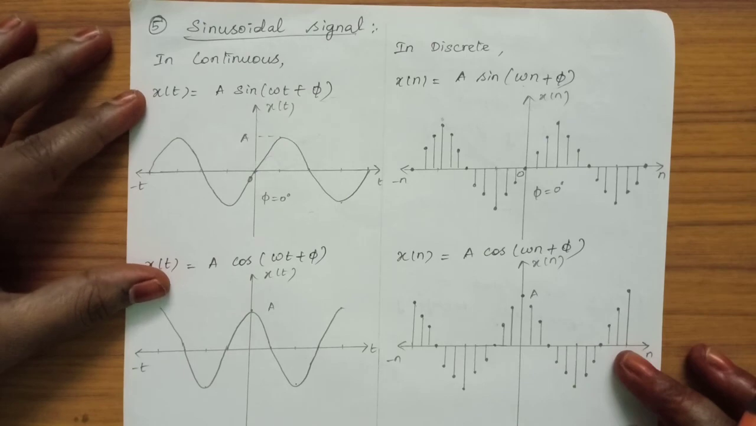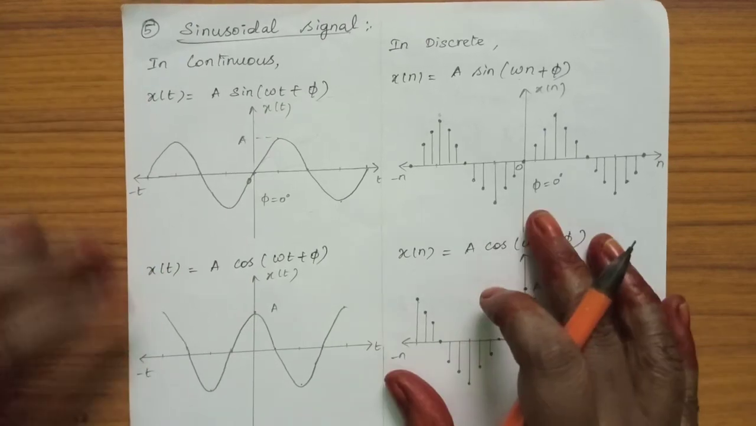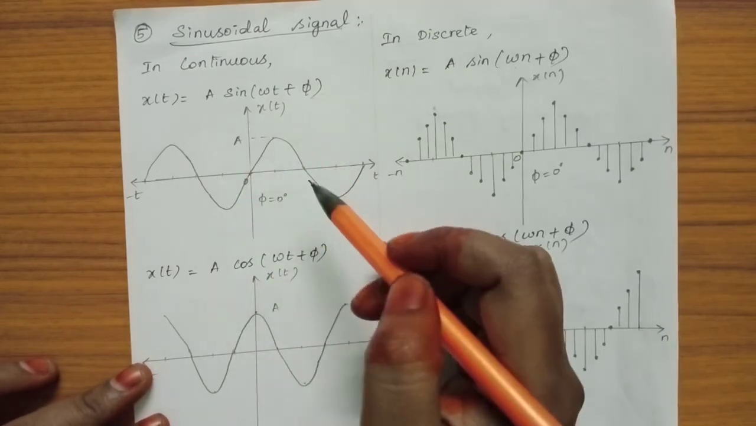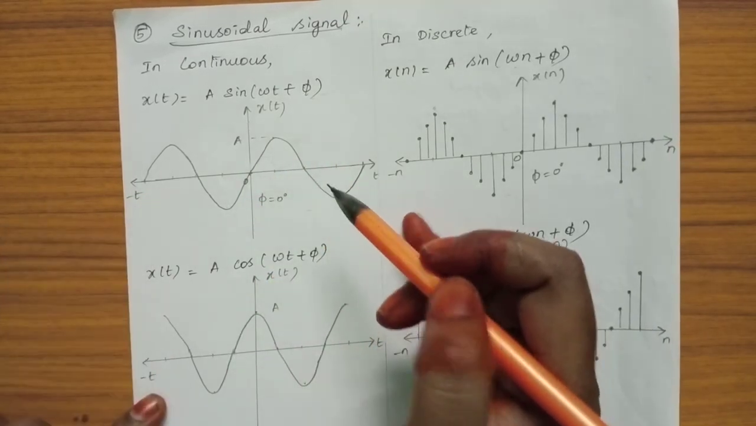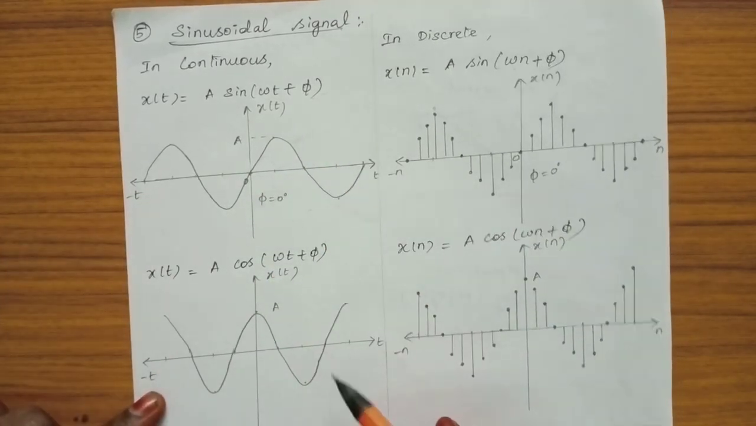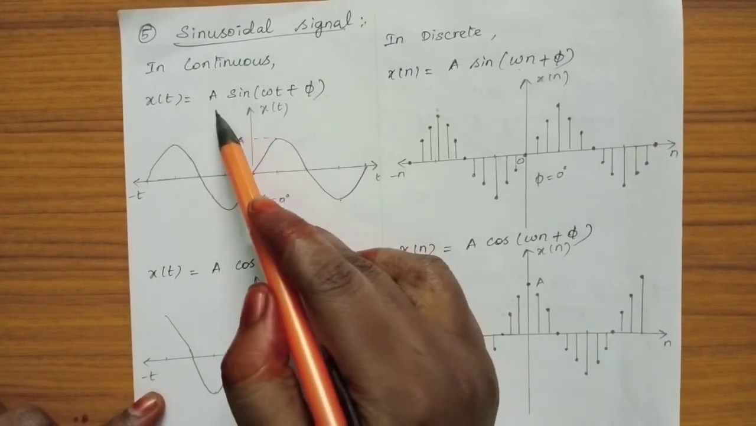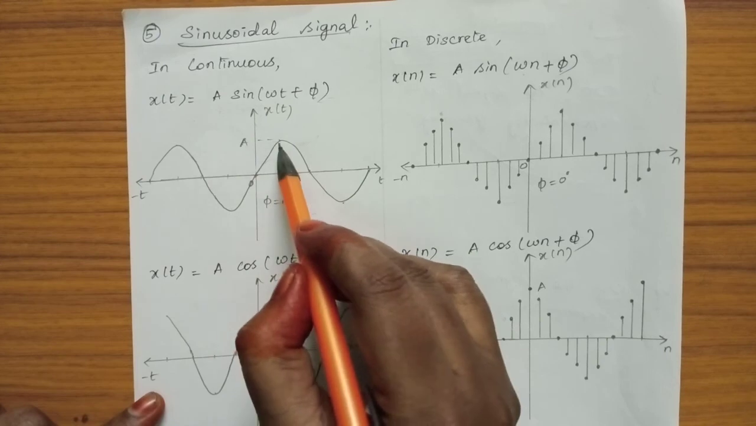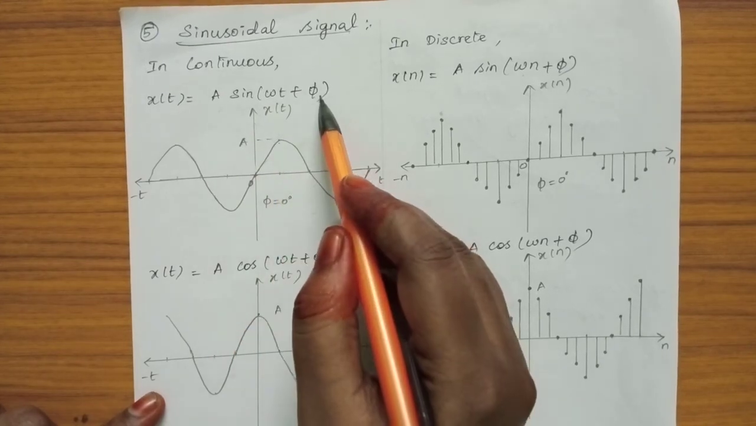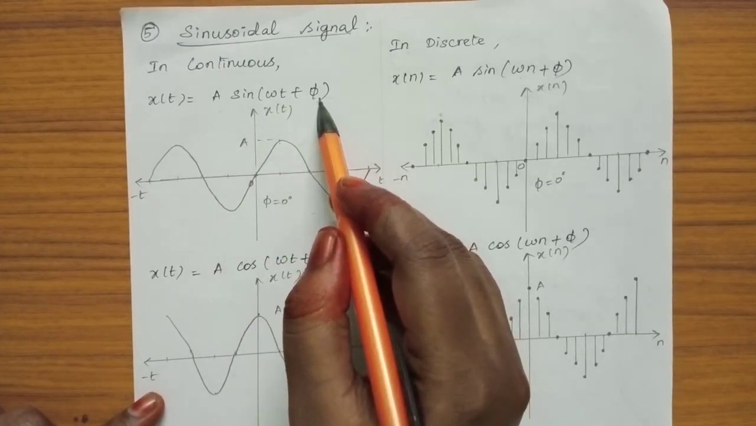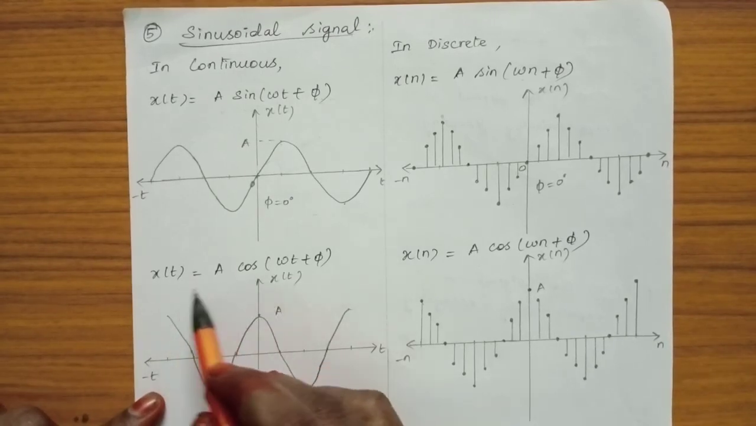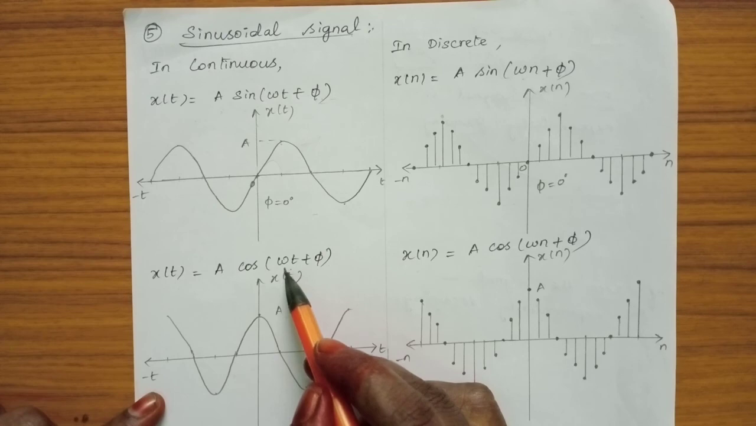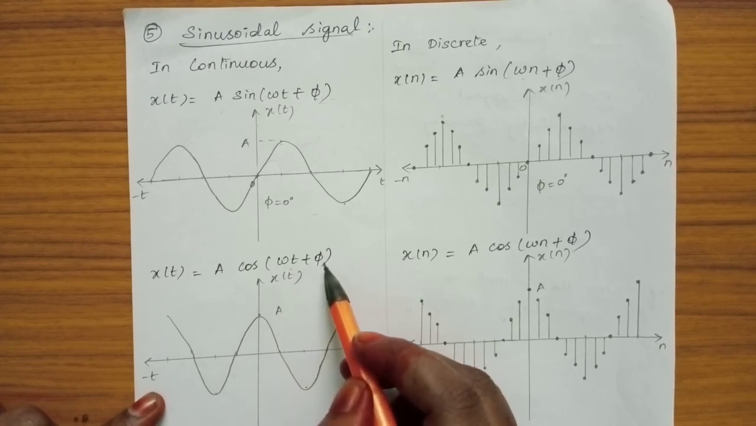And next, sinusoidal signal. So we have sine and cosine waves. So this is a graphical representation of sine wave, and this is a graphical representation of cosine wave. It is x of t equal to a sine omega t plus phi, where a is the amplitude and omega is the radian frequency and phi is the phase shift. Here also x of t equal to a cos omega t plus phi. A is the amplitude, omega is the radian frequency, and phi is the phase shift.